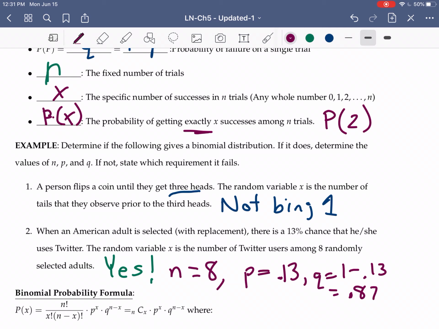In our next video, we're going to take a look at performing some calculations associated with binomial distributions. We will see you there.